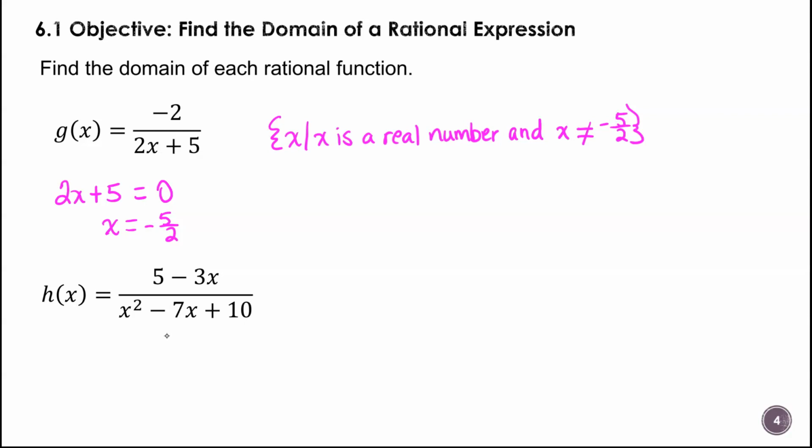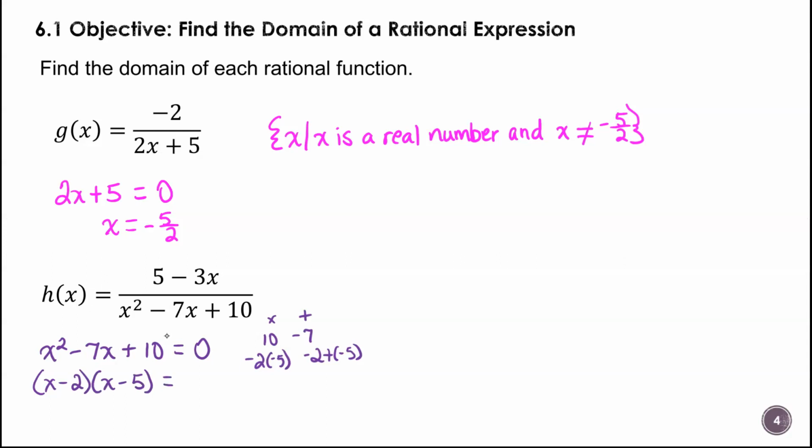So notice on the h function, we have a trinomial in the denominator. So that means we actually have to factor this. And this one is a quick factoring one because the leading coefficient is 1. So I'm finding factors of 10 that have a sum of -7. And that would be -2 and -5. So this factors as x minus 2 times x minus 5.